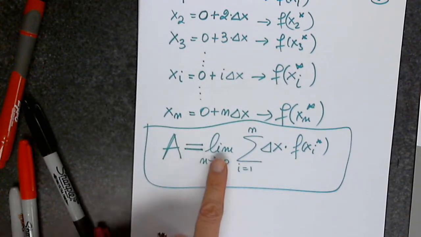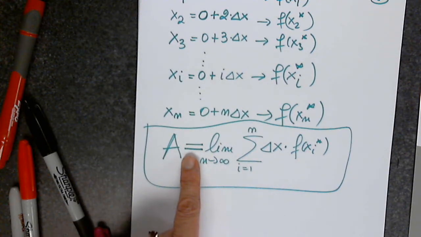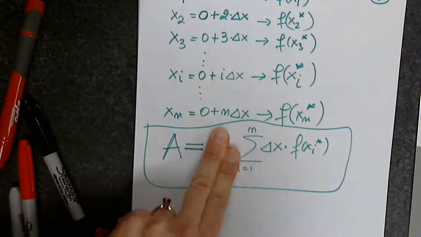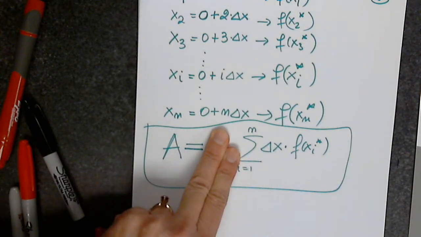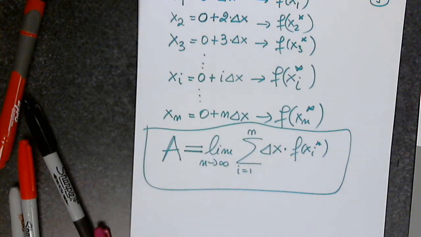Now that's the reason for this limit. The limit operator allows me to use the equal symbol. If I don't have the limit operator, it's still an approximation. But once I say n approaches infinity, there is absolutely nothing less or more than the exact area. It takes into account everything.